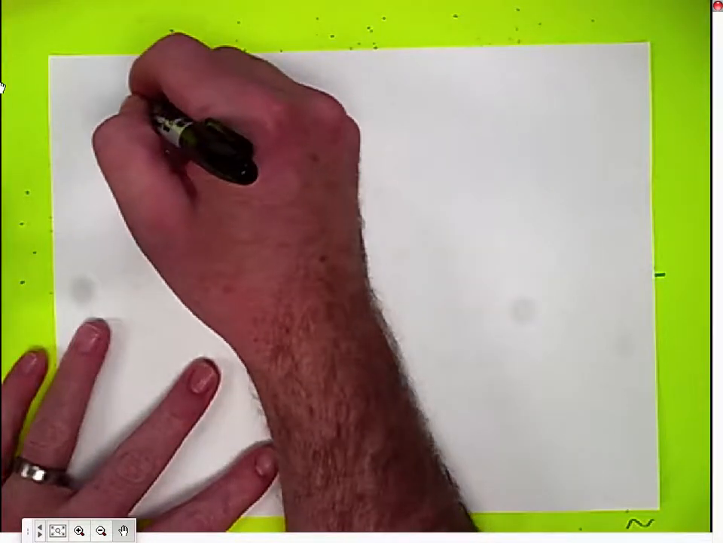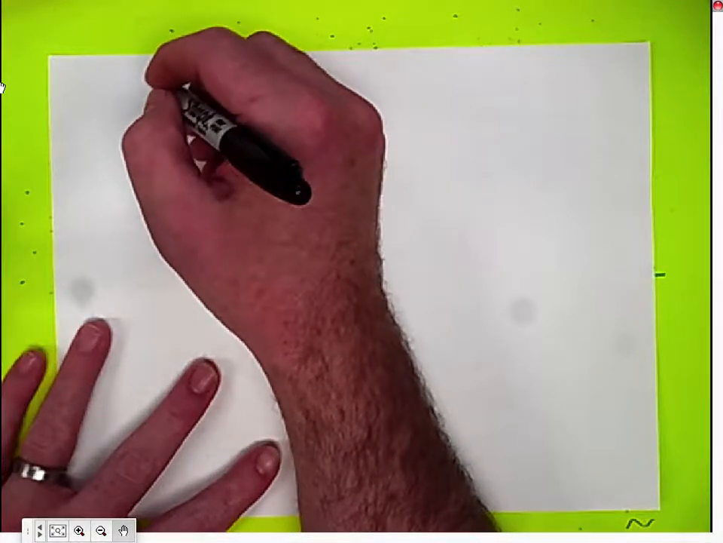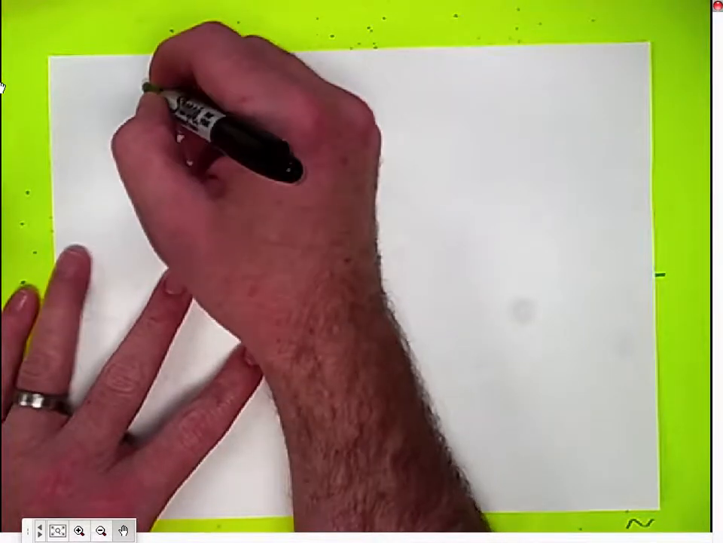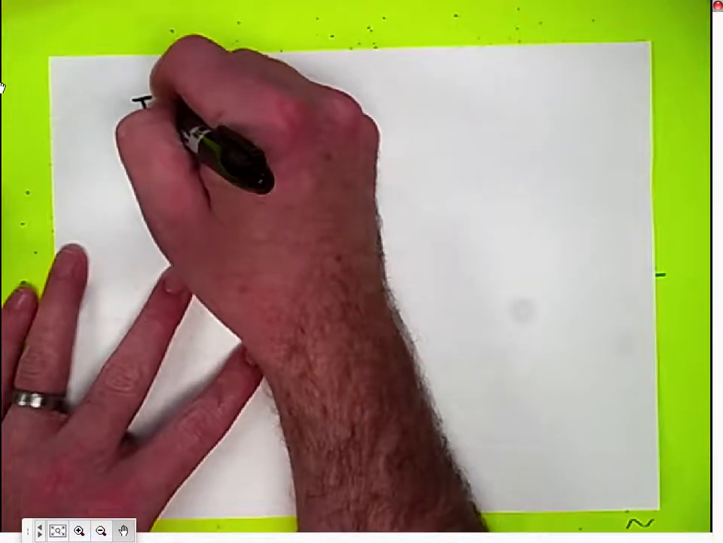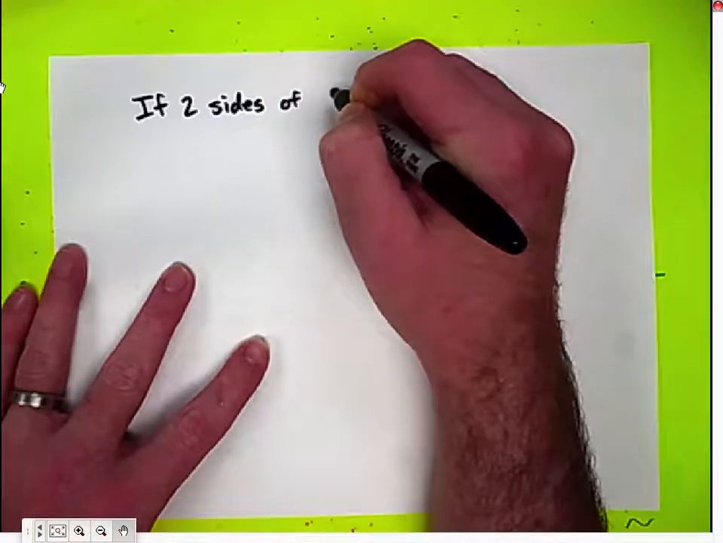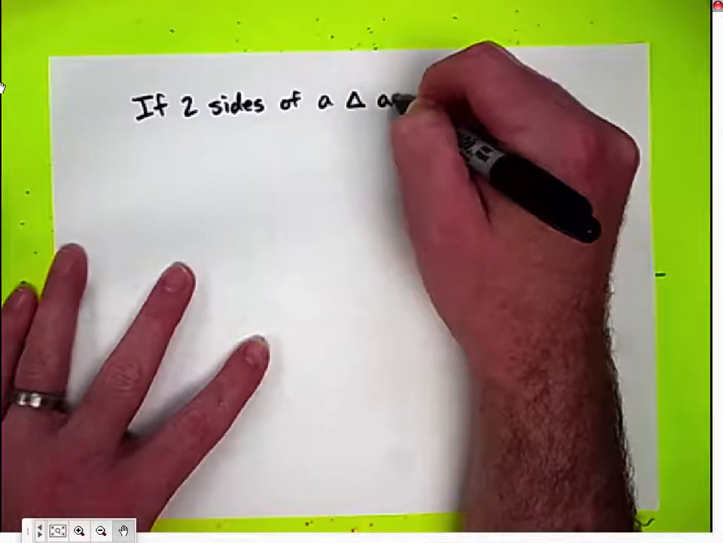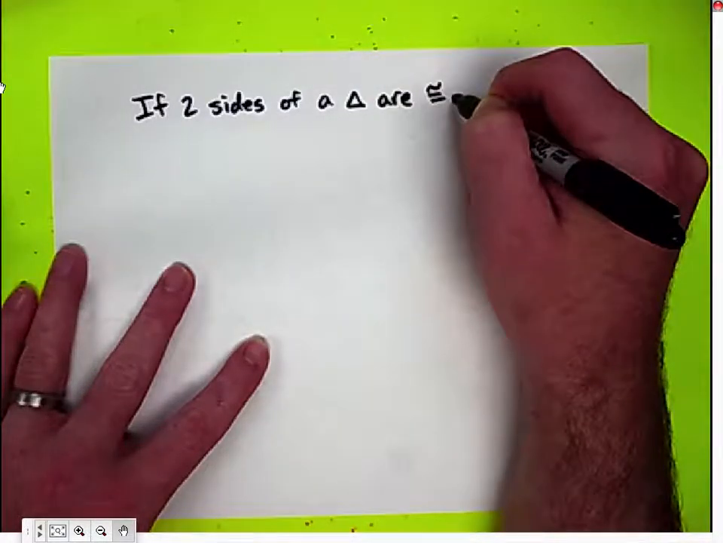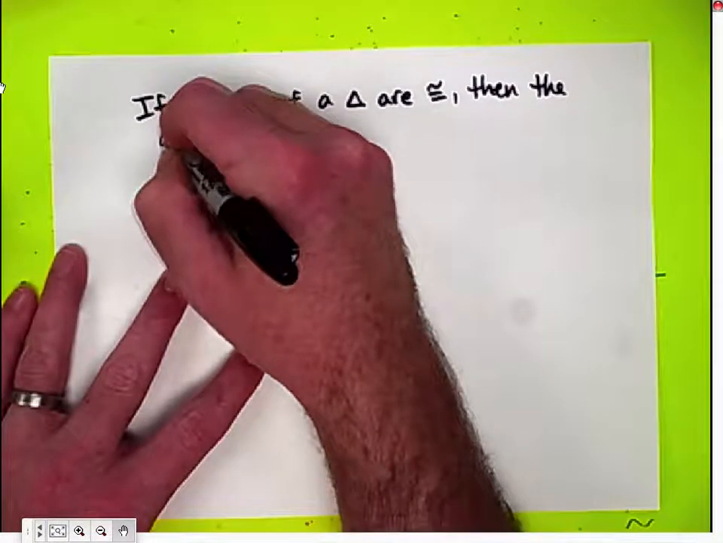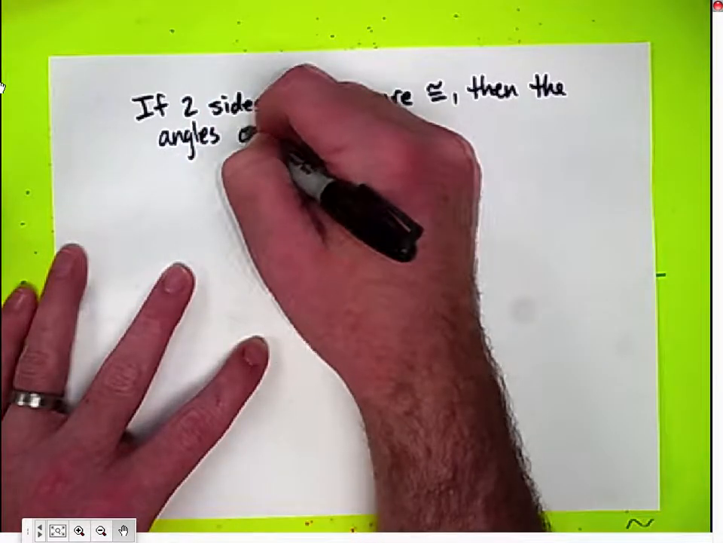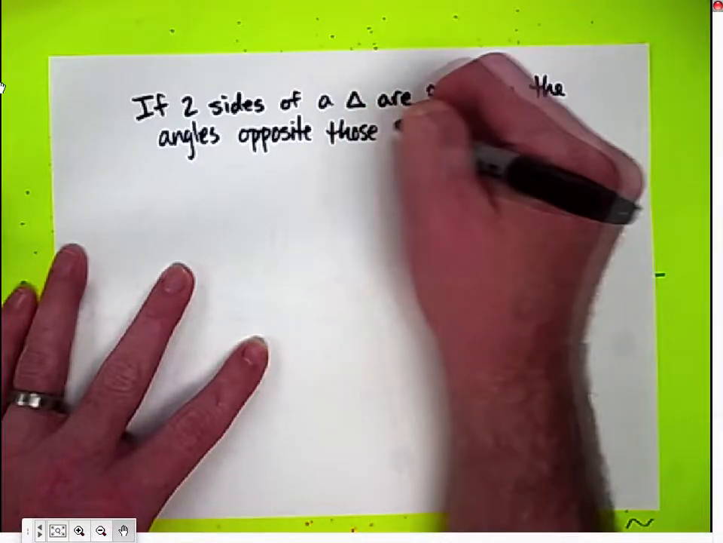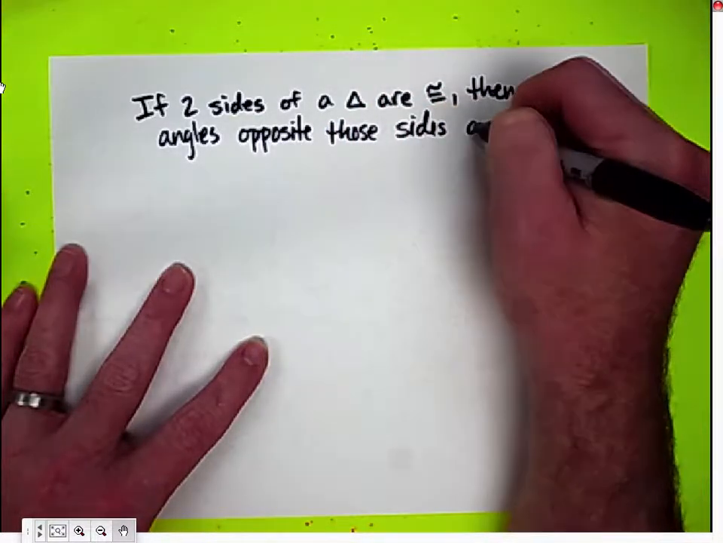It's called the isosceles triangle theorem, but again, I wouldn't get hung up on the names of the theorems, just what they say, okay? And it says, if two sides of a triangle are congruent, then the angles opposite those sides are congruent.